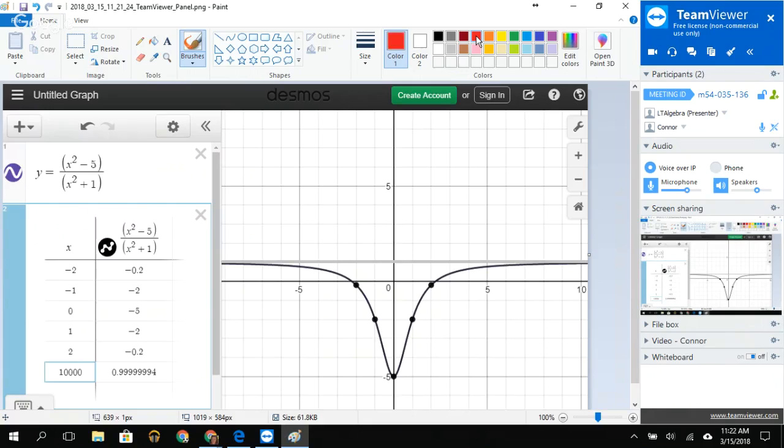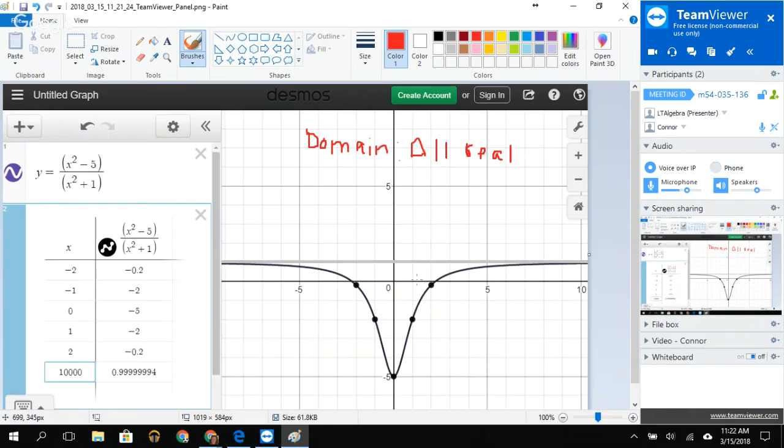Okay, so then if I want to talk about my domain, right? My domain is my x's. And here it looks like I'm good with all my x's, right? So my x's are all real numbers. It doesn't look like there's any values in there that are not going to be true.